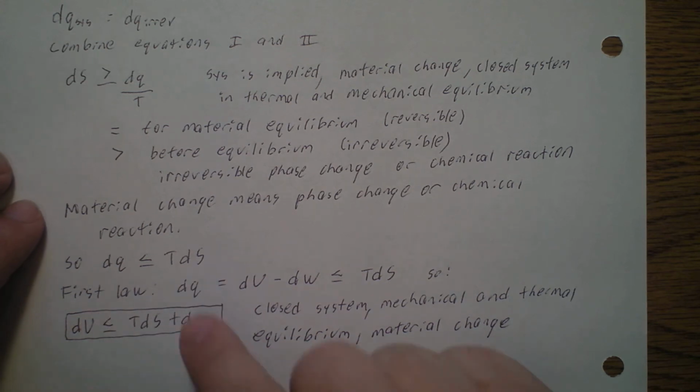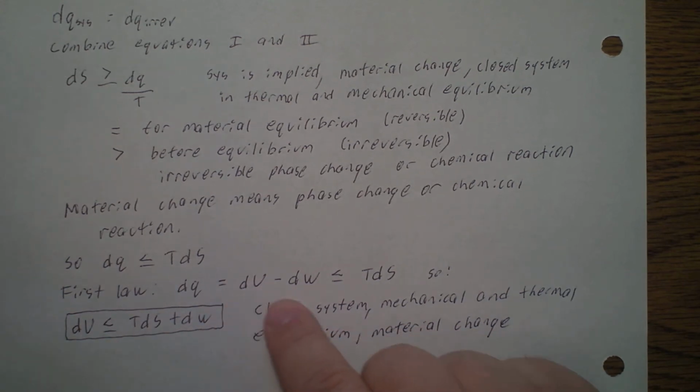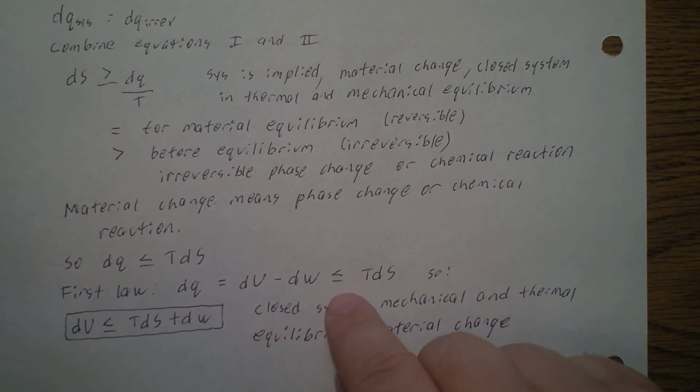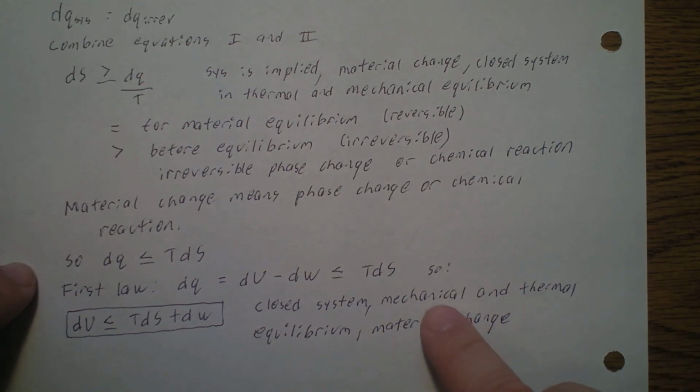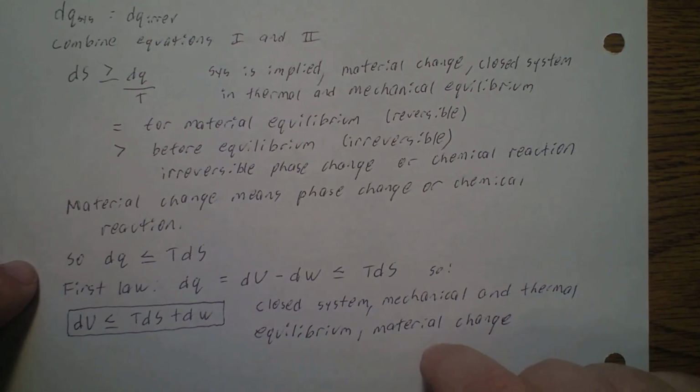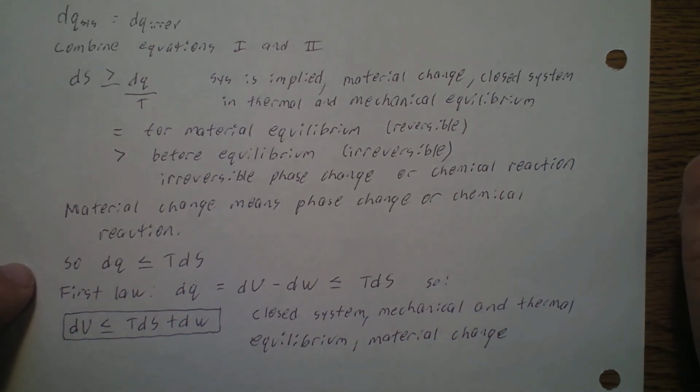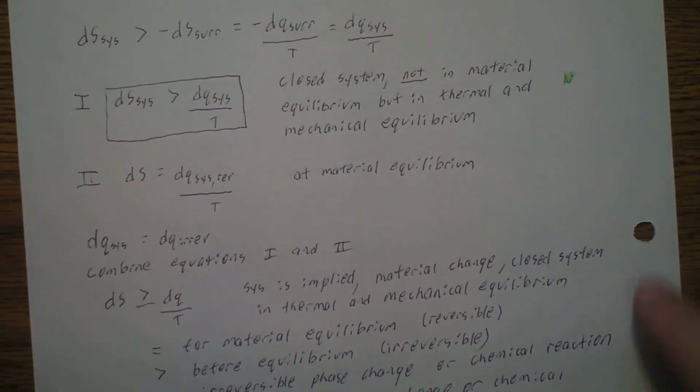So the first law, remember, said dq is equal to dU minus dw, which therefore is less than or equal to T dS. So dU is less than or equal to T dS plus dw. This is true for a closed system, mechanical and thermal equilibrium, but undergoing a material change. And that's the end of section 3.